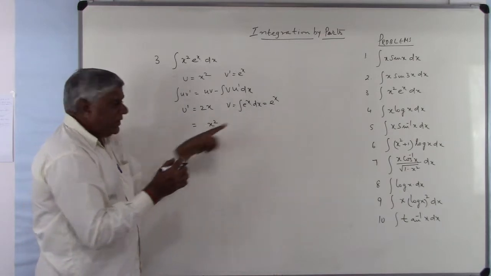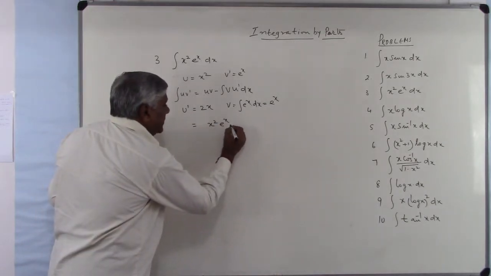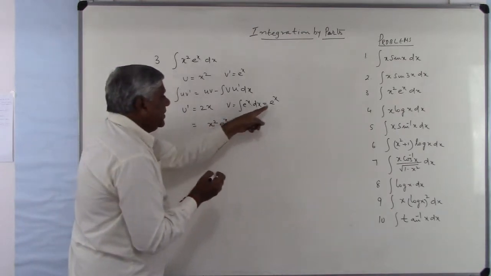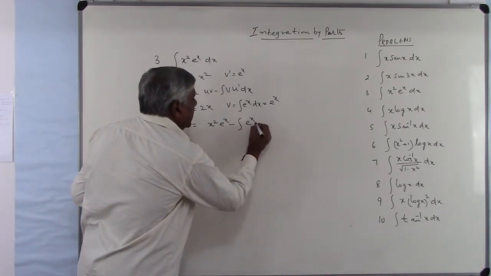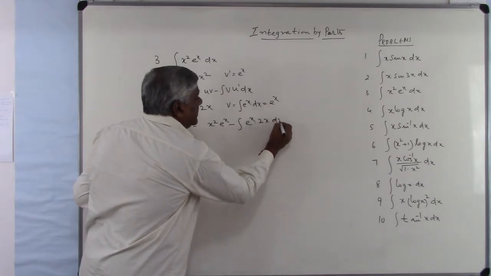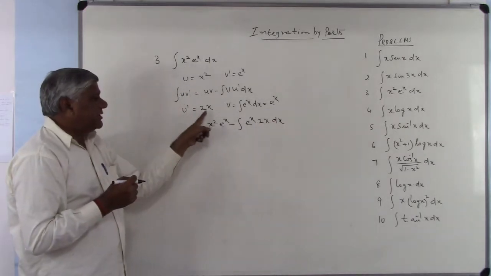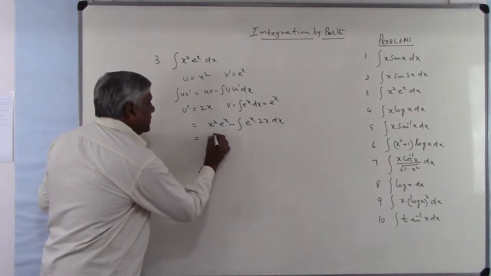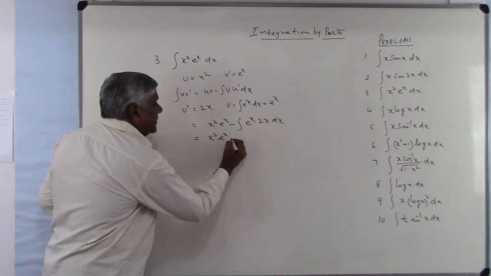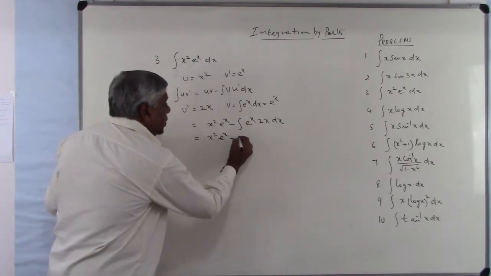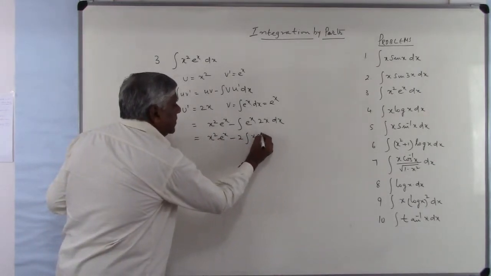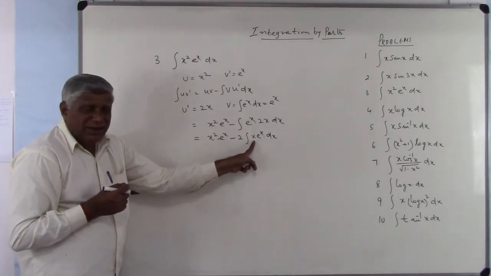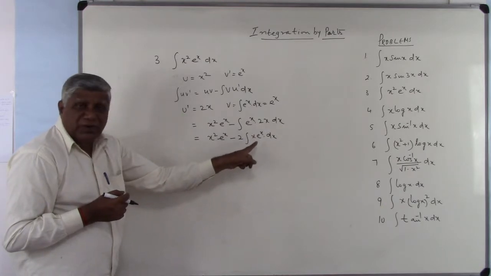e to the power of x. x square e to the power of x minus integral vu dash. v is e to the power of x into 2x dx, because u dash is 2x into dx. Now this is equal to x square e to the power of x minus 2 integral x e to the power of x dx. See, again here another multiplication of two functions.